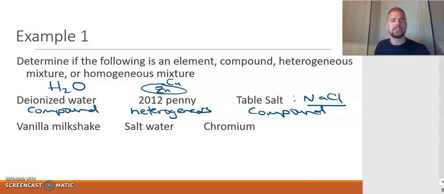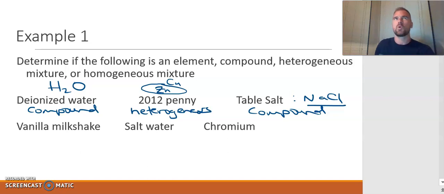Alright, next is a vanilla milkshake. So another example that might seem kind of weird. Vanilla milkshake. Think about that. Before I ask if it's uniform throughout, does it have the same properties and composition throughout? No, there's different things in there. There's the ice, there's the milk, there's all different kinds of things depending on how you make a vanilla milkshake. But there are different things that can be separated. So it is a mixture.